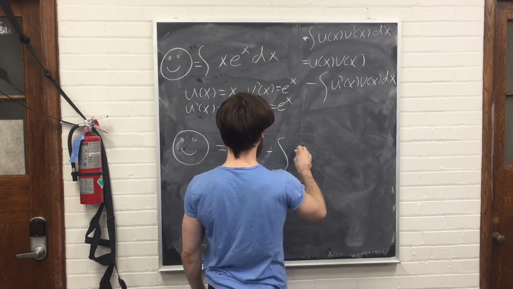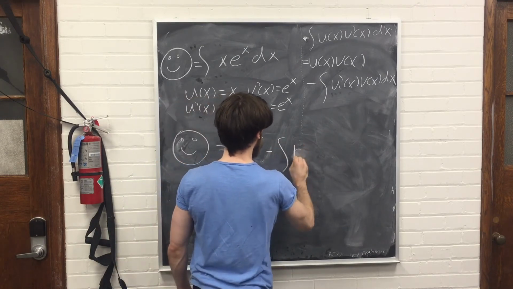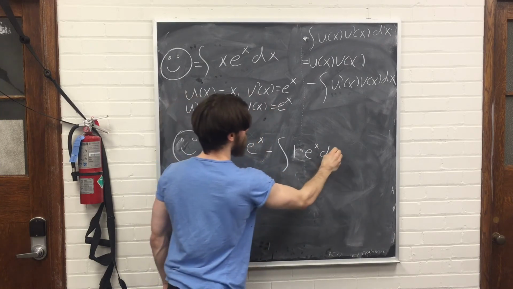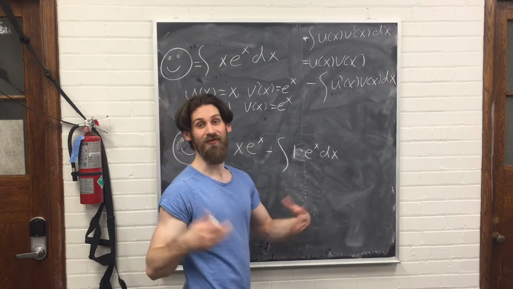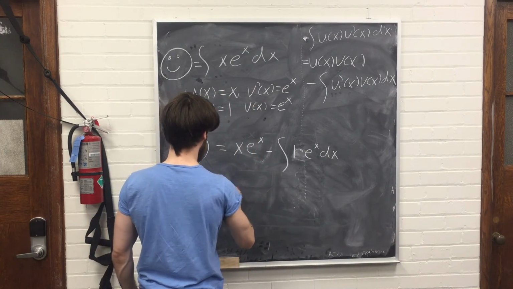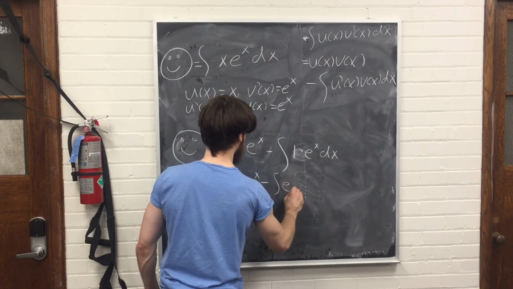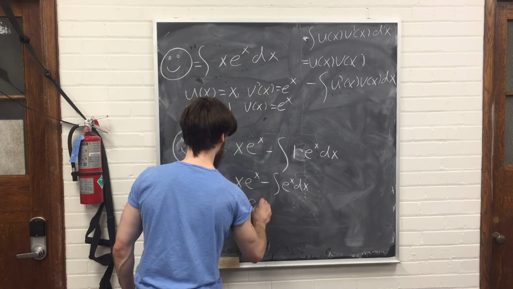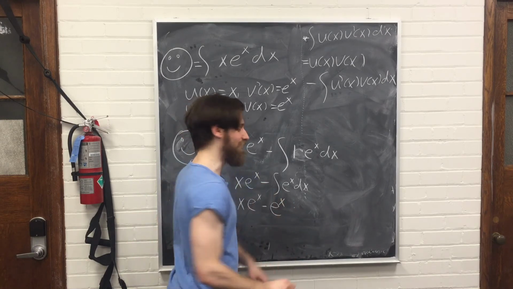So u prime is just 1. So we get 1 times e to the x dx. 1 times e to the x is just e to the x, right? So this is the same as just the integral of e to the x. The integral of e to the x is just e to the x. So this is equal to x times e to the x minus the integral of e to the x, which is equal to x times e to the x minus e to the x plus a constant.